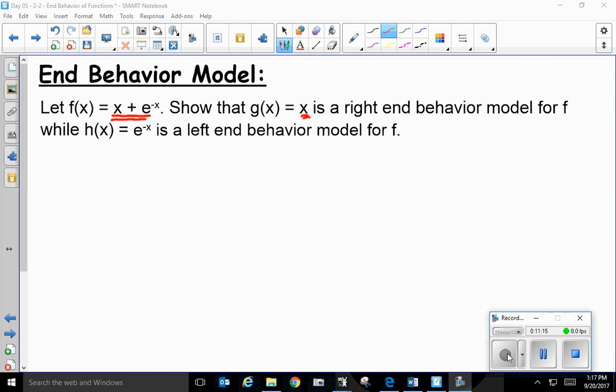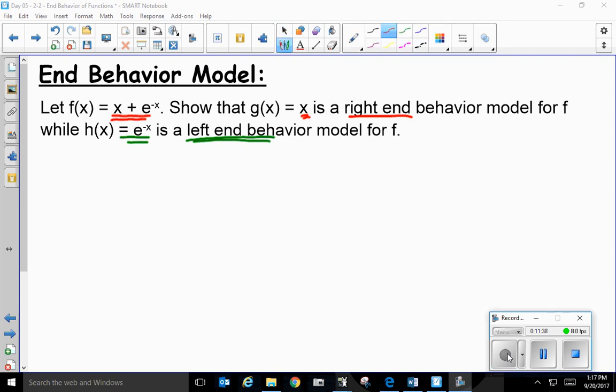That's the first thing. That's the right end behavior. And it's saying that h of x, which is this e to the negative x, is a left behavior model. So we have to prove the right and left, and they're two different functions. That's okay. One will be a right behavior model, and one will be a left behavior model.